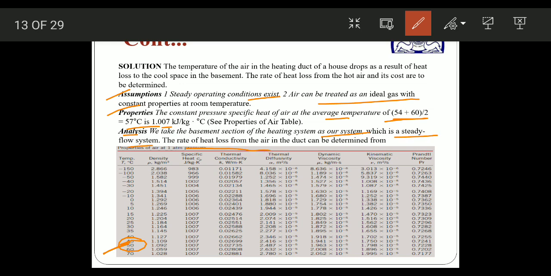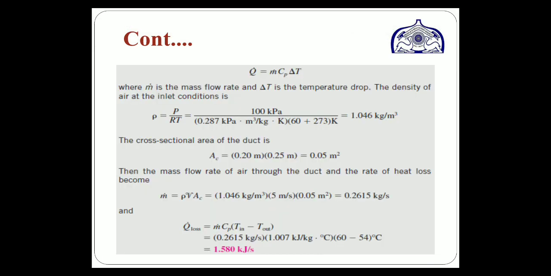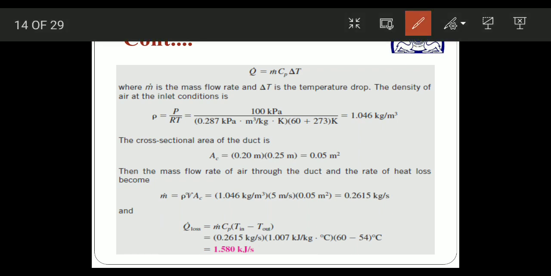The rate of heat loss from the air in the duct can be determined from this particular equation. So Q is equal to m dot cp delta T. This is the equation to calculate the amount of heat. Now here m dot is the mass flow rate and delta T is the temperature drop.